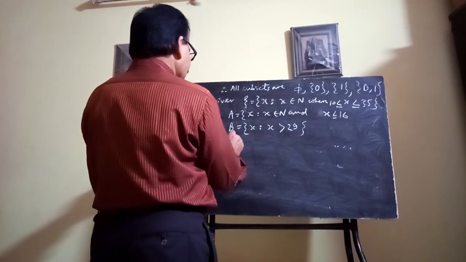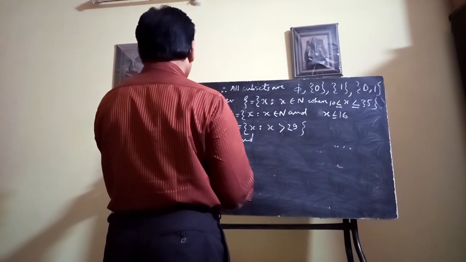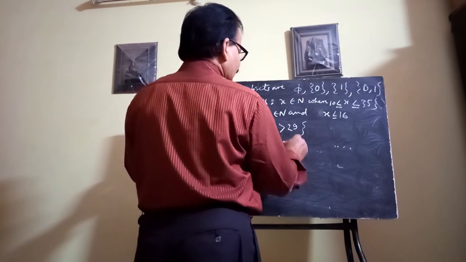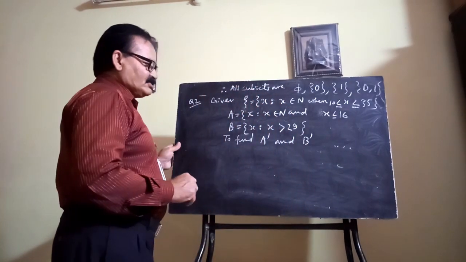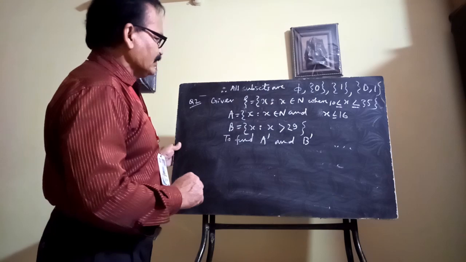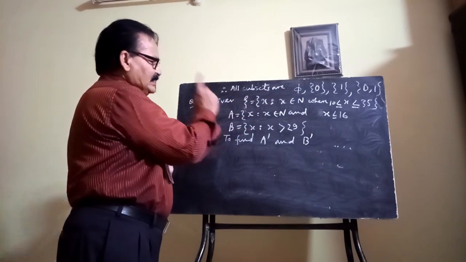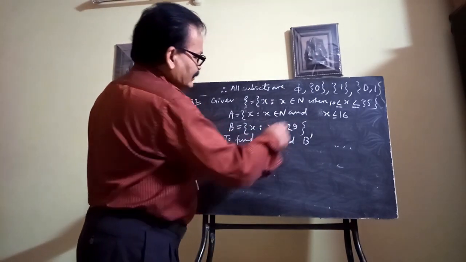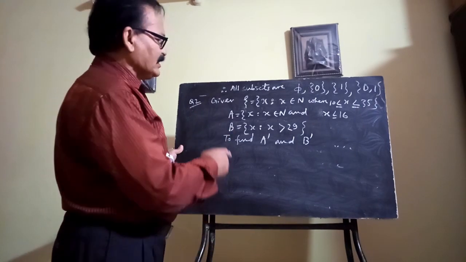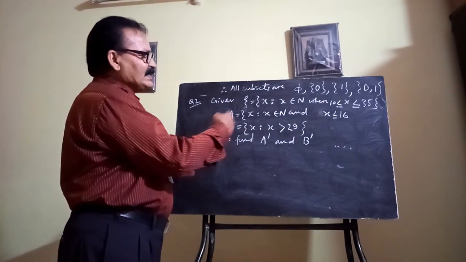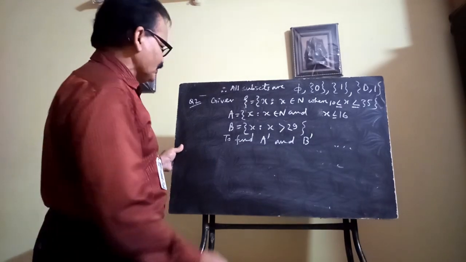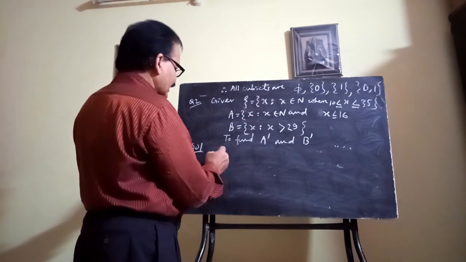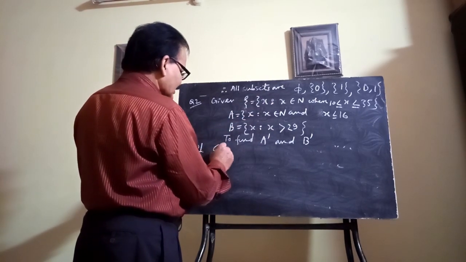Now your question is, what you have to find? First you have to find A complement and B complement. You have to find the complement. All these, the universal set and the individual sets A and B, are given in set builder notation. So this set builder notation is to be converted into roster form. So here is your solution. Again you have to write the given part.